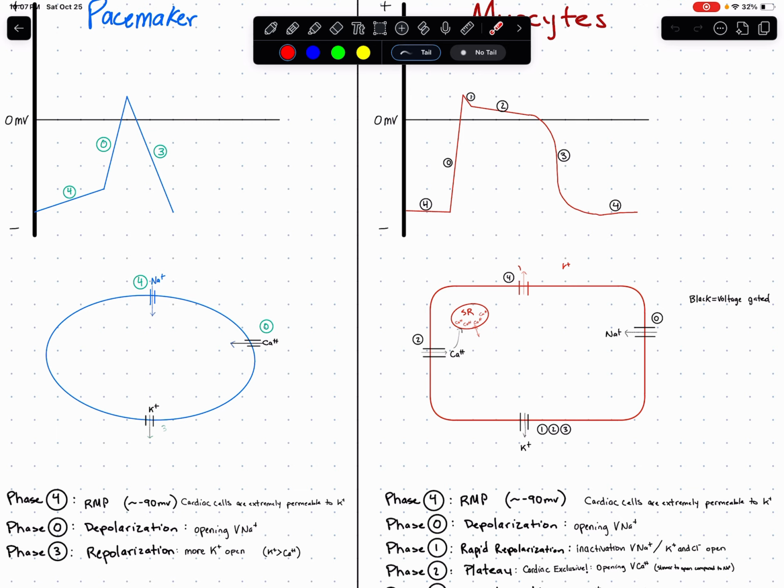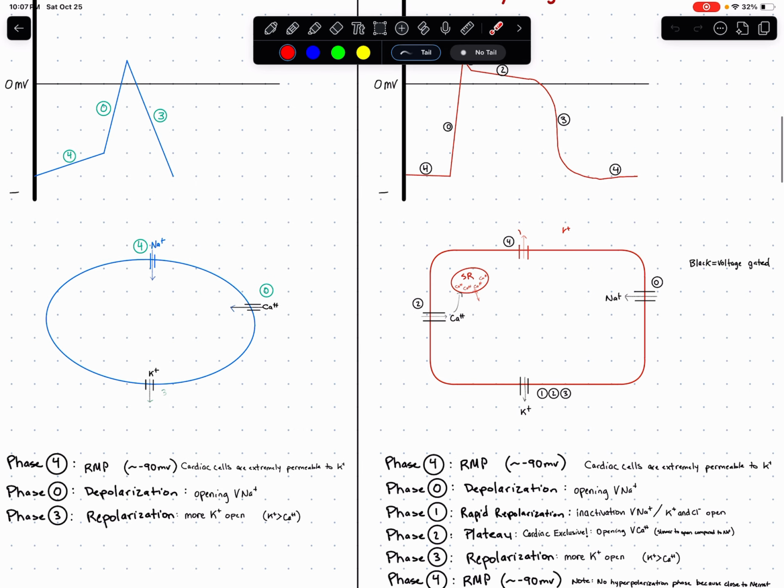So they don't truly have a resting membrane potential. There's something close, kind of. We're going to say 4, but is it really 4? We don't really know. Depolarization, same way. 3 is the same. There's just less of it.